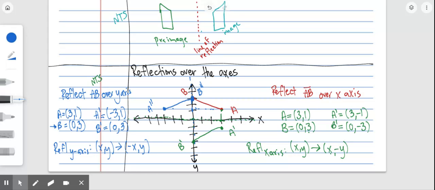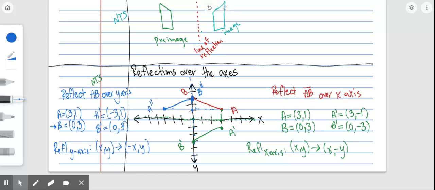And of course, you can always get out grid paper or draw yourself grid paper to see what happens. You do not have to memorize these rules. They're not something that I memorized. It's just nice to have them so that you can check your answers later on. So again, if I look at 3, 1, the opposite of 3 is negative 3. 0, 3, the opposite of 0 is 0 still.